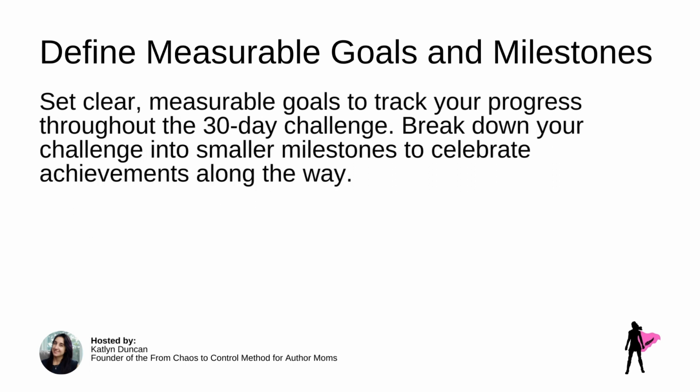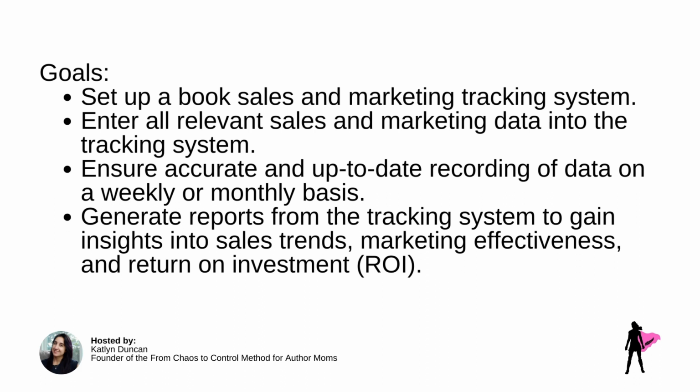So, you want to set clear and measurable goals to track your progress throughout the 30-day challenge. Break down your challenge into smaller milestones to celebrate achievements along the way. Now, here are some examples of goals. You want to set up a book sales and marketing tracking system. You want to enter all relevant sales and marketing data into the tracking system. Ensure accurate and up-to-date recording of data on a weekly or monthly basis. And you want to generate reports from the tracking system to gain insights into sales trends, marketing effectiveness, and return on investment, your ROI.